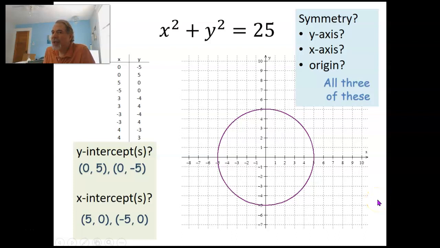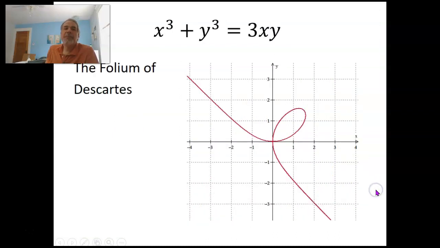And we will be coming back later in this section to talk more about circles and their equations. Stay tuned. But now, how about this equation?